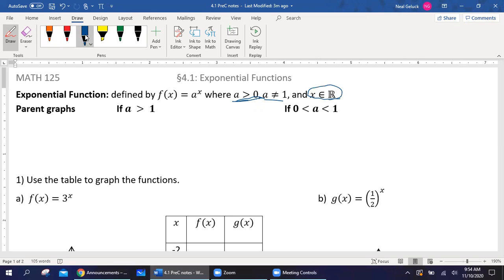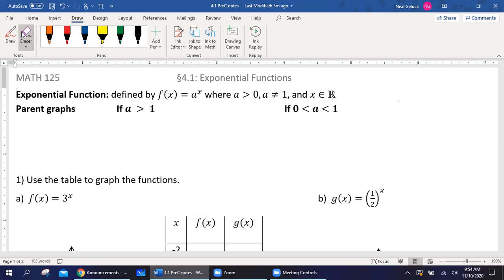That's what this means. X is an element of the reals. So do not confuse these with things like x squared, for example. That's a quadratic. 2 to the x, that's an exponential. The variable has to be up in the exponent. So we're going to focus on the graphs to start off with here.